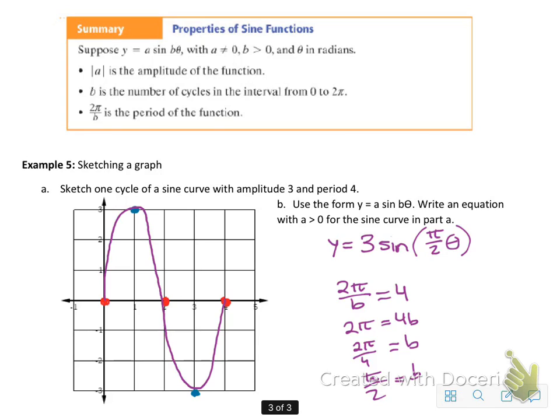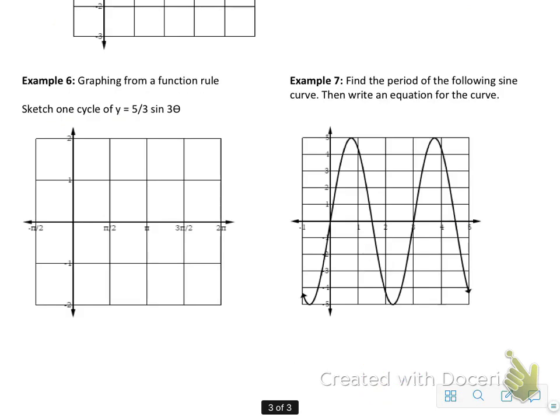Let's do a couple more of these. Graphing from a function. Sketch one cycle of y equals 5 over 3 sine of 3 theta. Now, we know that because the form is y equals the absolute value of A sine of b theta, A is the amplitude, so the distance from top to bottom is going to be 5 over 3 times 2, right? So the highest point is going to be 5 over 3, and the lowest point is going to be -5 over 3. But before we can graph it, we need to find the period.